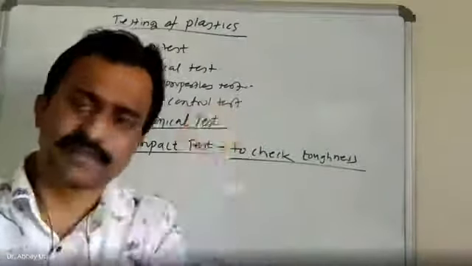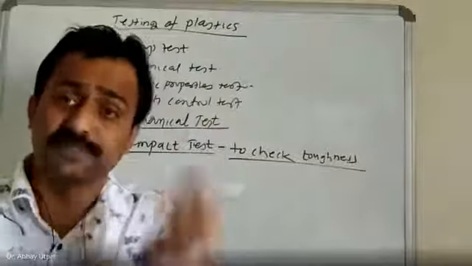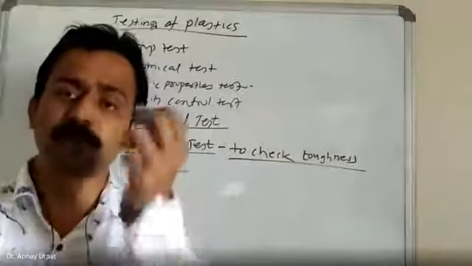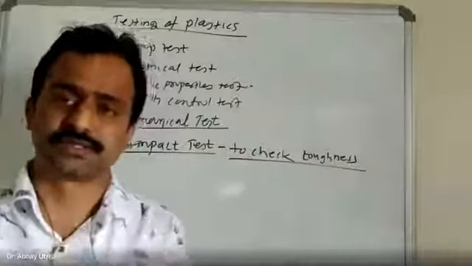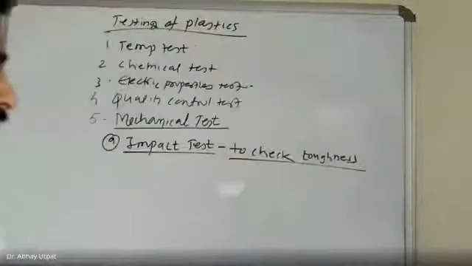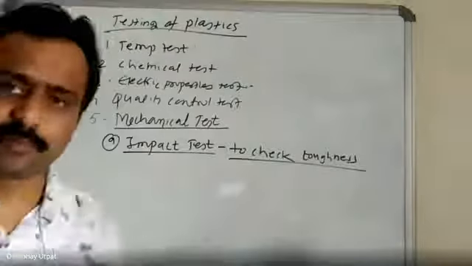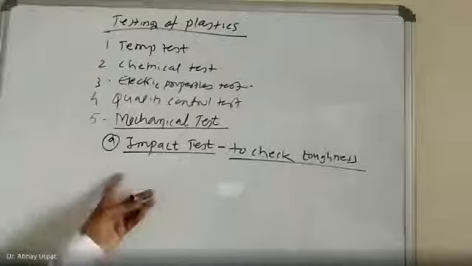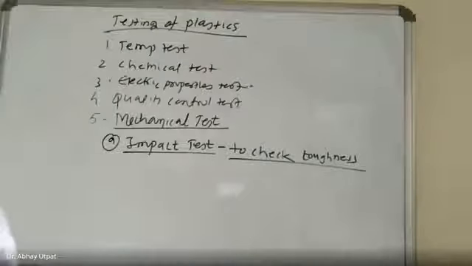It means what is the capacity of that plastic material to absorb energy. If it has more capacity, it means more toughness and it will not break easily. In this way, impact testing may be carried out. You can write 5-6 lines on the outcomes expected in the impact test.